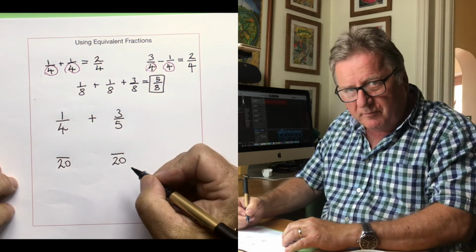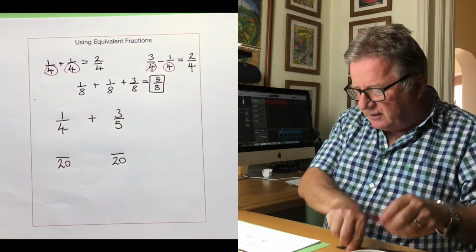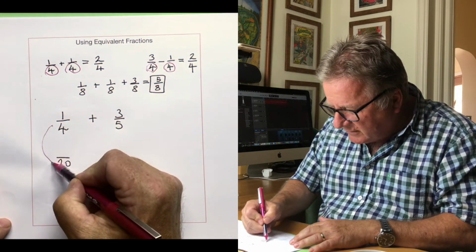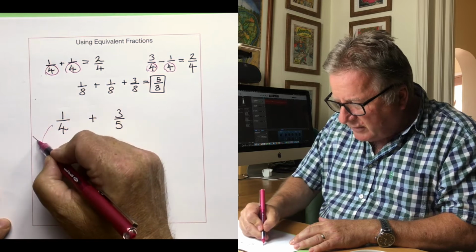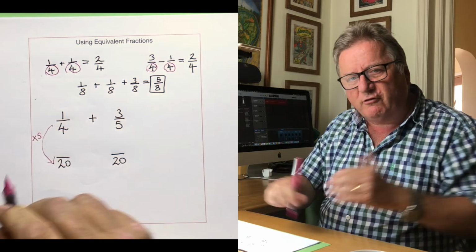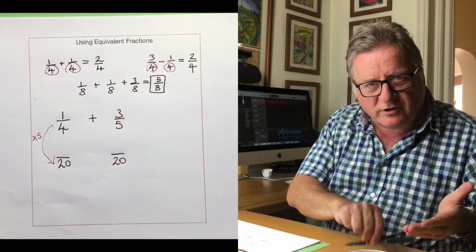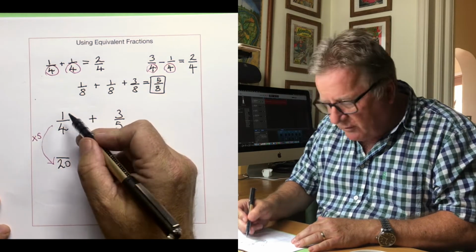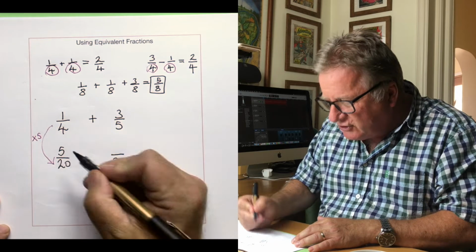20ths, okay? I'm going to consider, what have I done to that 4 to make it 20? I've multiplied it by 5. Now remember our skills check on equivalent fractions. If I've multiplied the 4 by 5, I must multiply the 1 by 5. So that is 5 20ths.